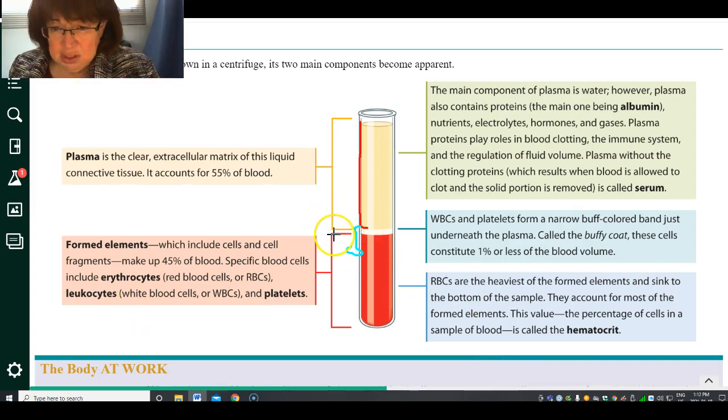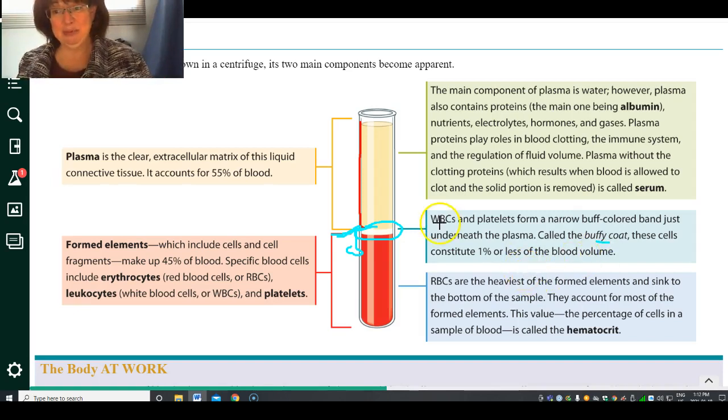So although this red line goes here, it should actually go up here because the formed elements are in the buffy coat. So when you separate the blood, it's kind of separated into two parts, the plasma and the formed elements. But when you look at the centrifuge, there's this white bit in between, which is called the buffy coat. And the buffy coat is the layer underneath the plasma.